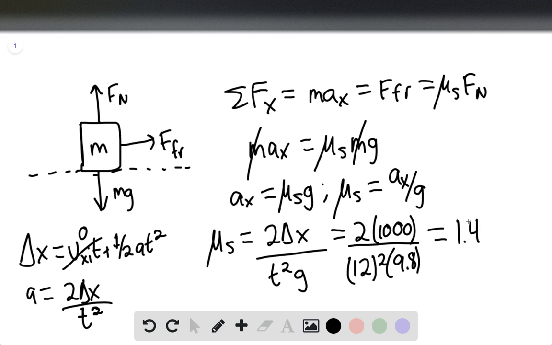So this is huge. A coefficient of static friction above 1 is going to be huge, because this essentially means that the force of friction is actually going to be greater than the force of gravity, which in that case is just very, very high. There would have to be a very rough surface, and your tires would have to be made of some special material in order to get your coefficient of static friction up this high.